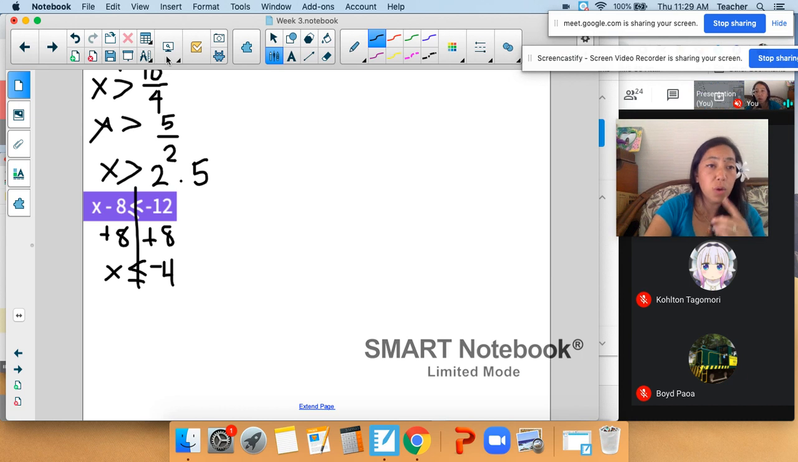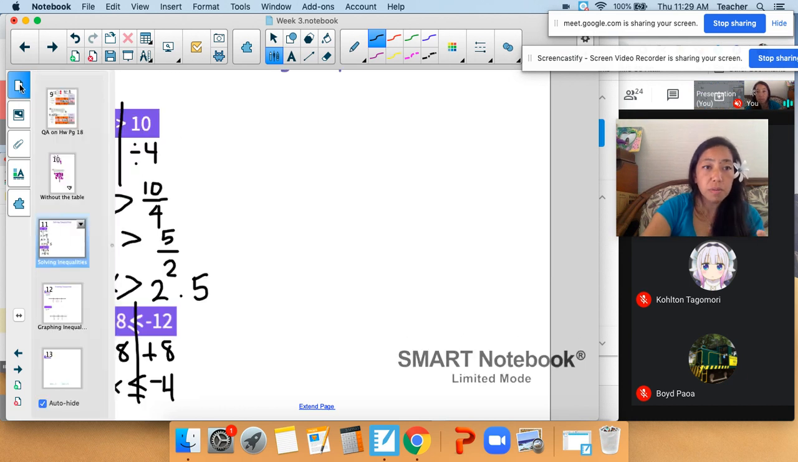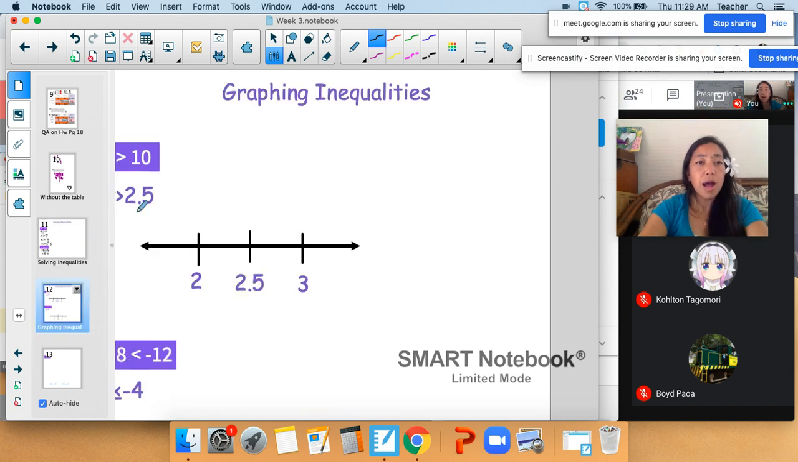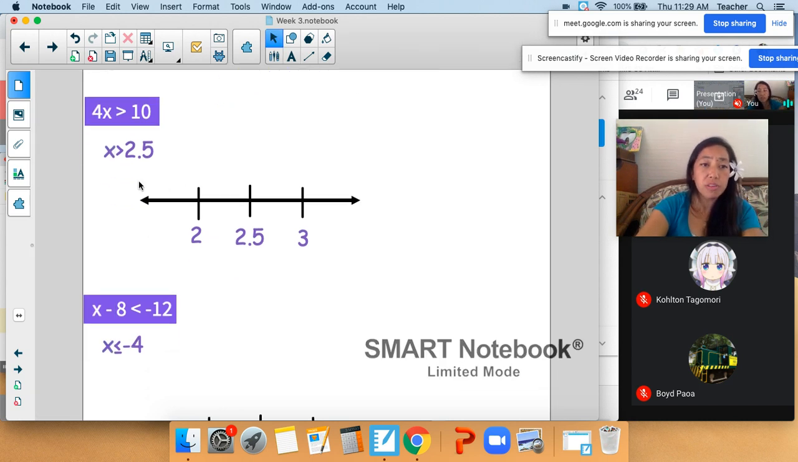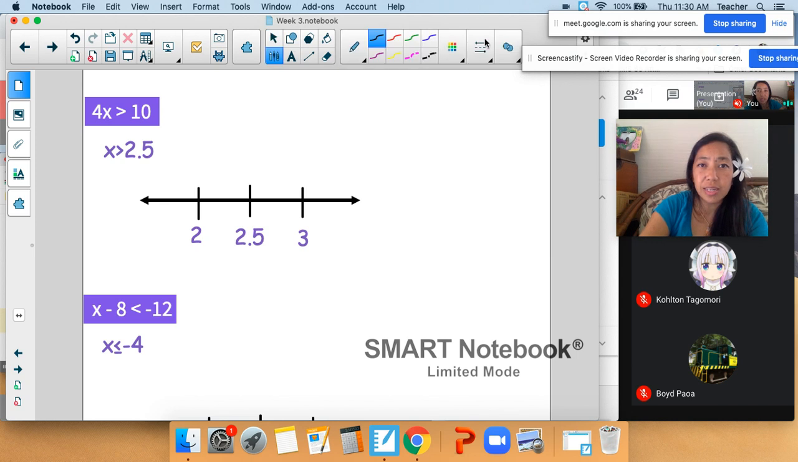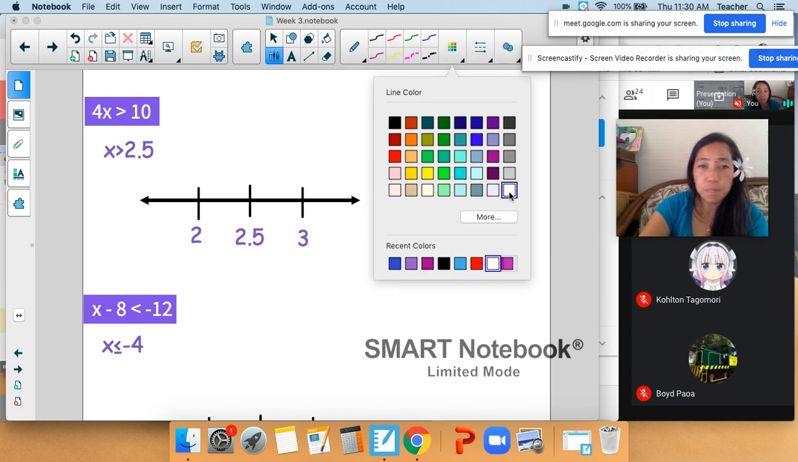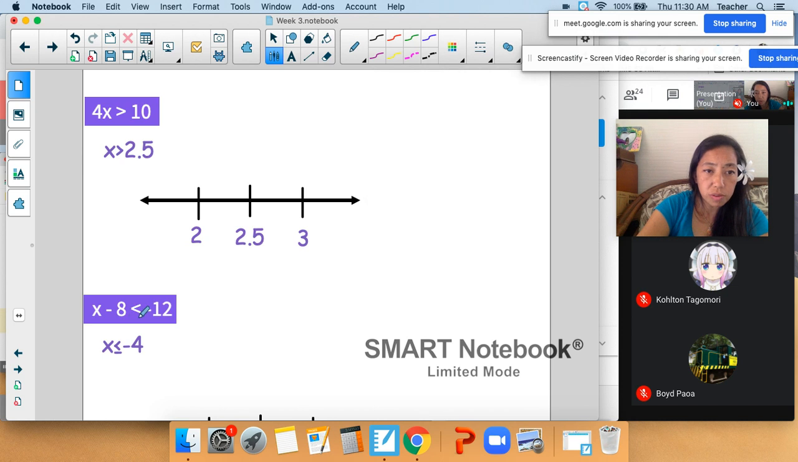Now I'm going to show you how to graph. I already had this page set up. I already showed you how we got to this: x is greater than 2.5. And this one, I actually added in, it's actually less than or equal to. So I added that in on the other problem.